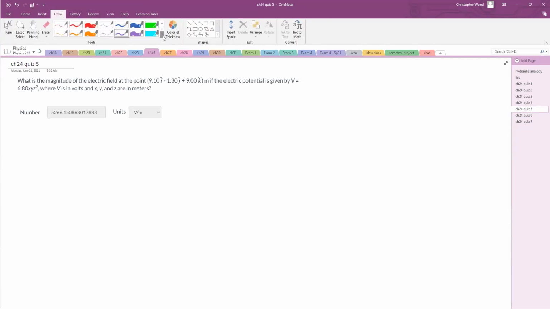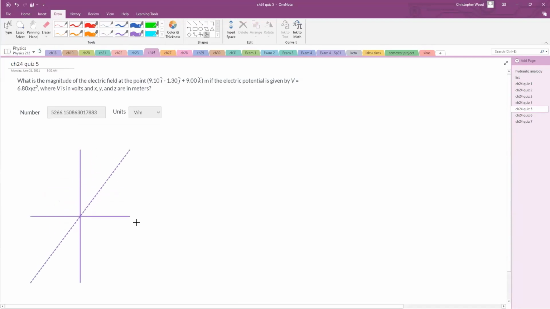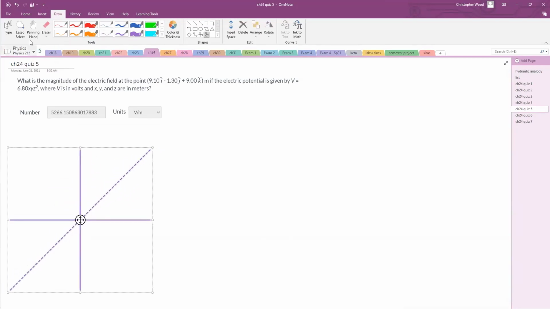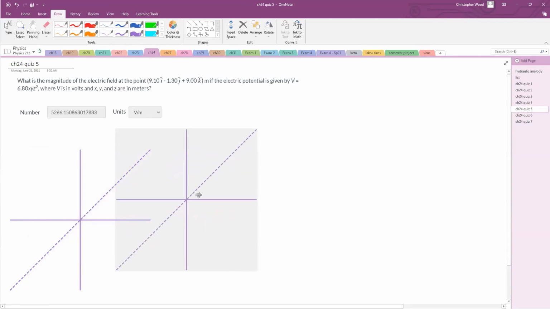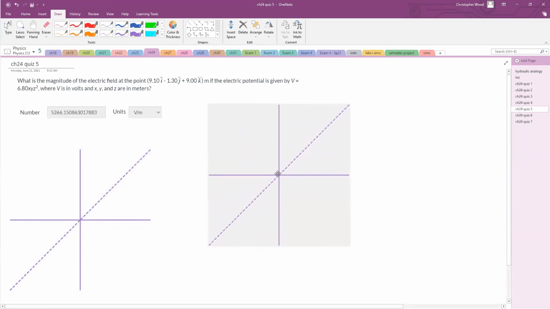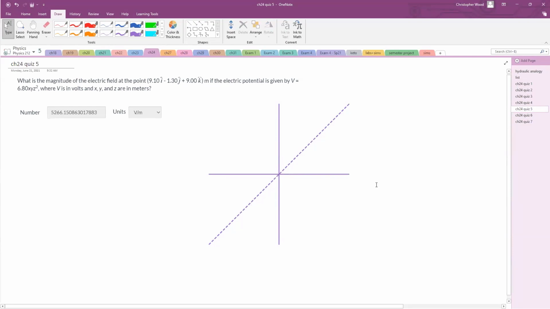This is a three-dimensional situation. So here's the three-dimensional coordinate system. This problem is saying Probert is standing at a certain location, and they tell you where. Probert is standing 9 meters over here, negative 1.3 meters here, and then coming out of the screen, 9 meters. Probert's standing right there.